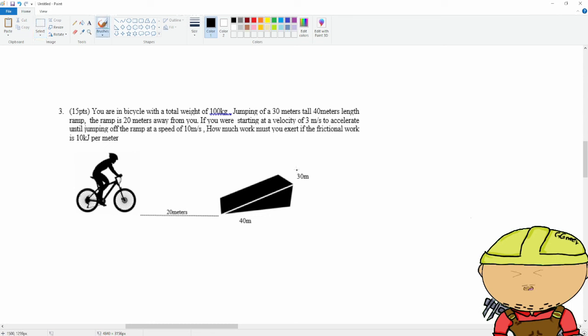Okay. So this one is: you are on a bicycle with a total weight of 1 kilogram, jumping a 30-meter tall, 40-meter length ramp. We don't know the angle of that. If you were starting at a velocity of 3 meters per second until jumping off the ramp at a speed, so you want the v2 here to be 10 meters per second. How much work must you exert in the frictional?